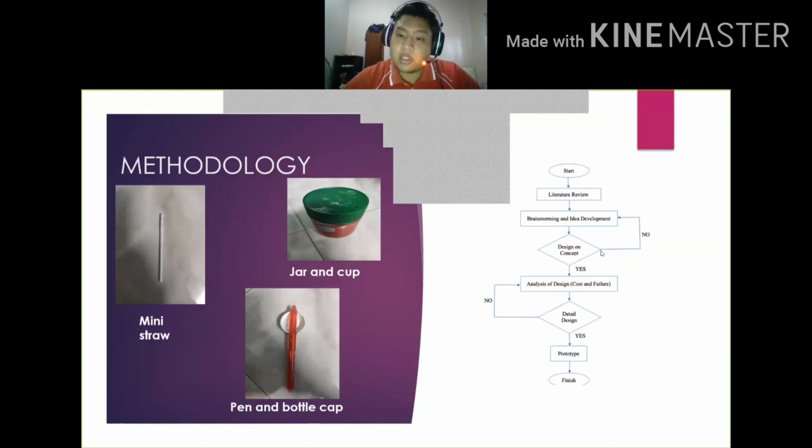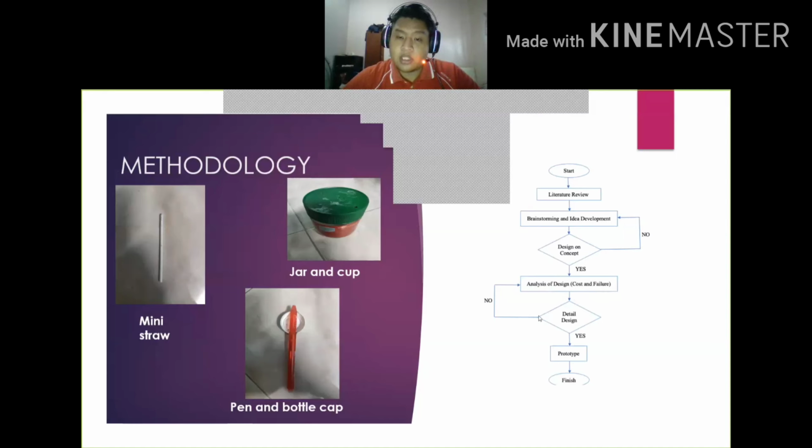If the fourth step is not successful, we go back to the third step. If we succeed in this design and concept, we go to the next step. The sixth step is analysis of design, cost, and failure. After that, the next step is detailed design.